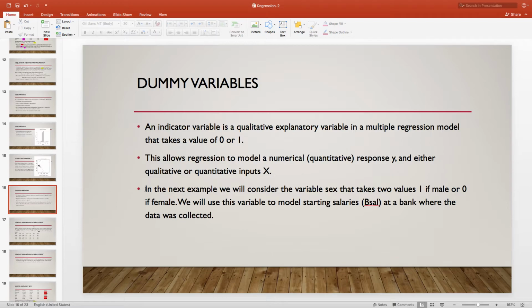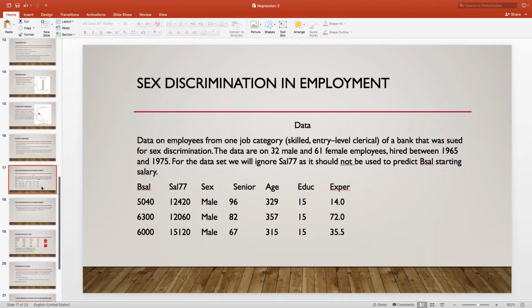So for our next example, we're going to consider sex, and that takes 2 values. It takes 1 if it's male or 0 if female. So true or false, or male or female. And we're going to consider a banking data set. This is a data set we've seen before. It's sex discrimination in employment. It says data on employees from one job category at a bank that was sued for sex discrimination.